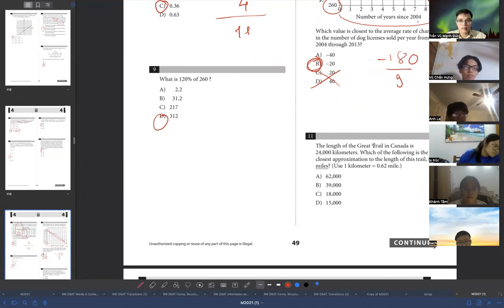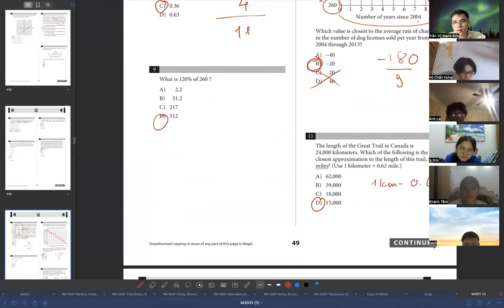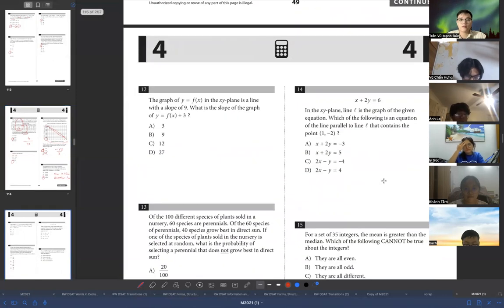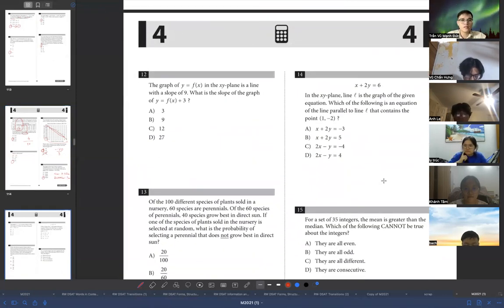Okay, 11 is D. Very simple, just conversion. 1 kilometer is 0.62 miles, and 2,400 kilometers is just very simple: question mark miles. Right, D. Let's check 11, D. Great.